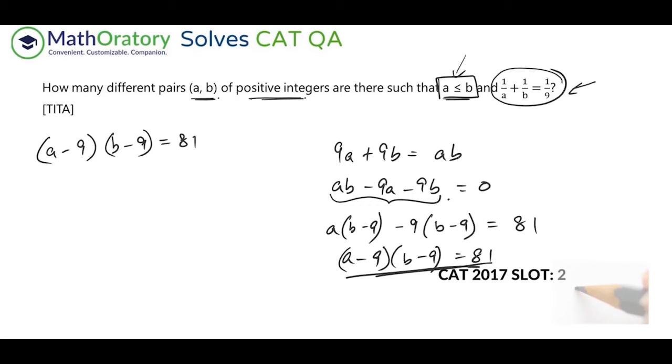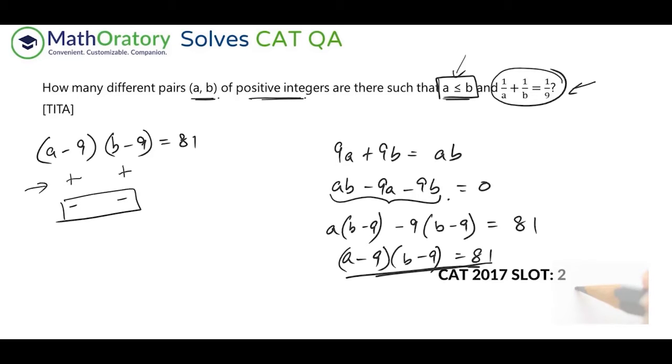Now, what are the constraints that are given to us? a, b are positive integers, first of all. If a and b are positive integers, it's not mandatory that a minus 9 and b minus 9 have to be positive. If a is positive, a minus 9 could be negative. So let us consider two cases here. Since the product is positive, one cannot be negative and another positive. They have to be of the same sign, either both positive or both negative.